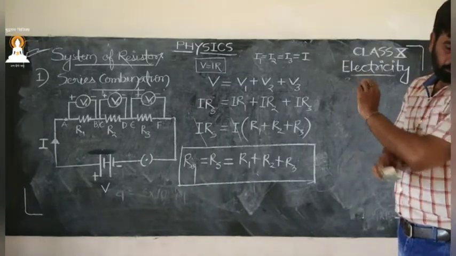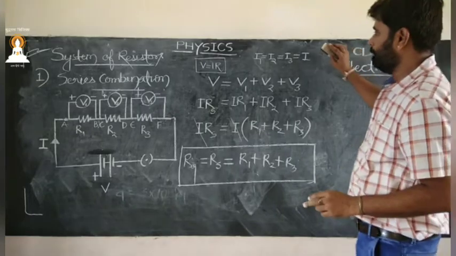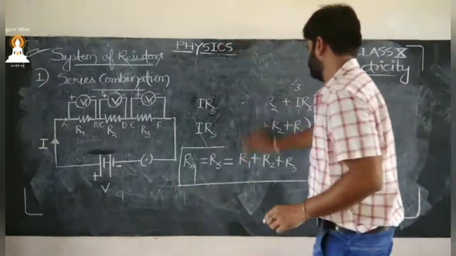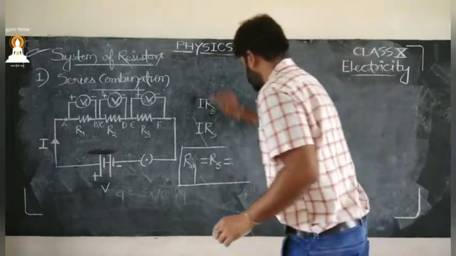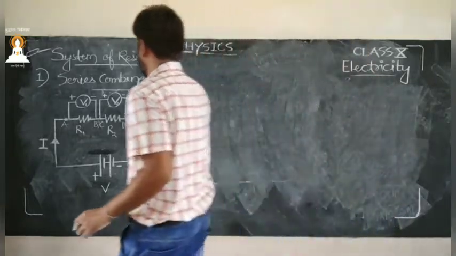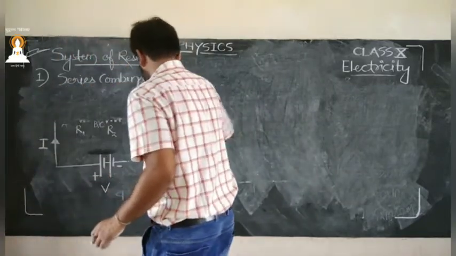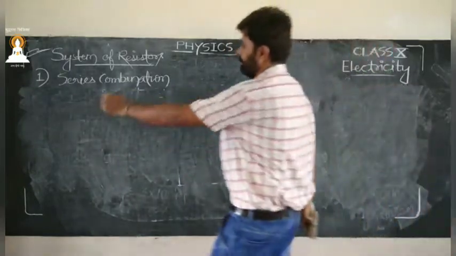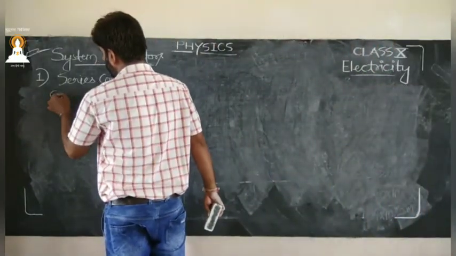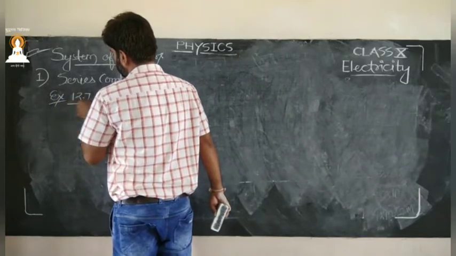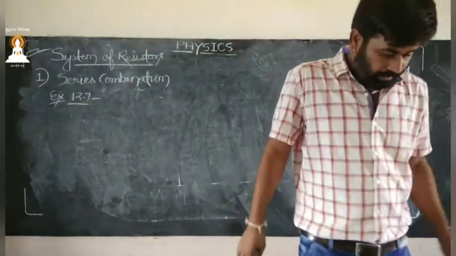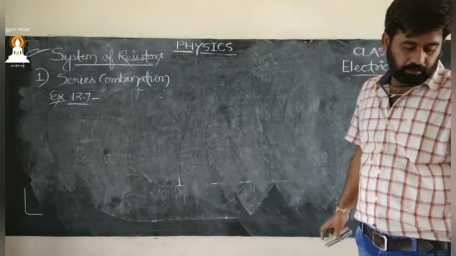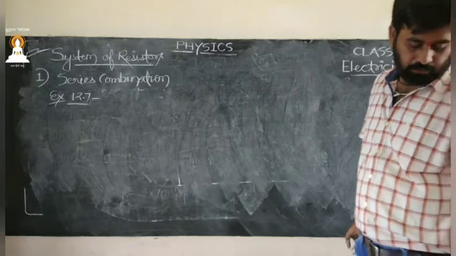Let us talk about one example of this. This is also a solved example. Let us see what is there in this solved example. This is example number 12.7. Listen carefully. An electric lamp whose resistance is 20 ohm and a conductor of 4 ohm resistance are connected to a 6 volt battery.